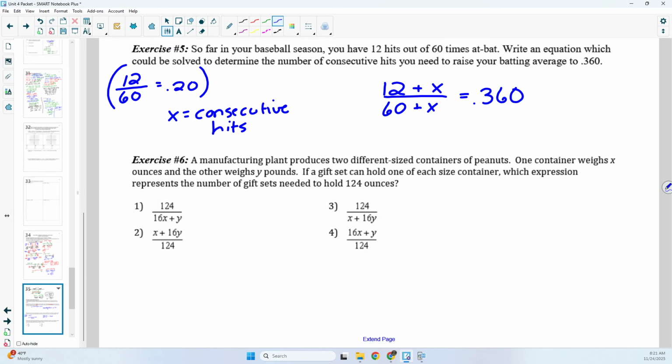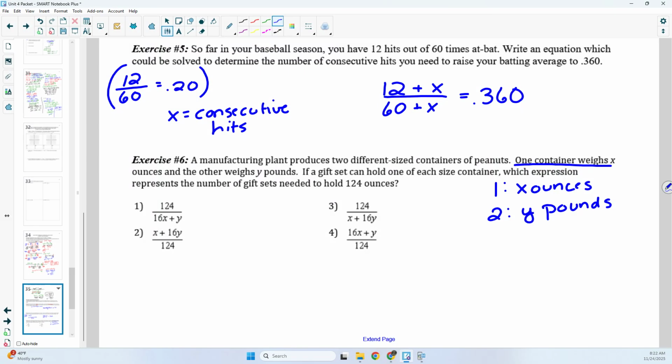One container weighs X ounces, and another container, so we'll say container 2, weighs Y pounds. If a gift set can hold 1 of each size of container, okay, so we have a gift set, we have 1 and the other one, which expression represents the number of gift sets needed to hold 124 ounces?